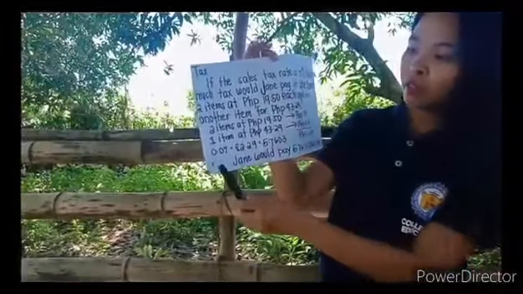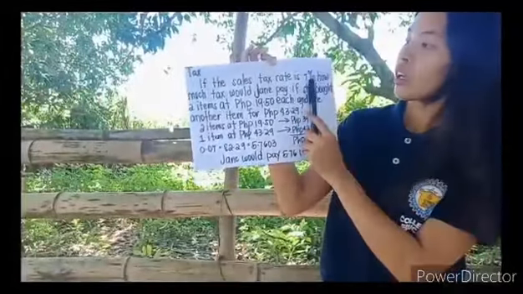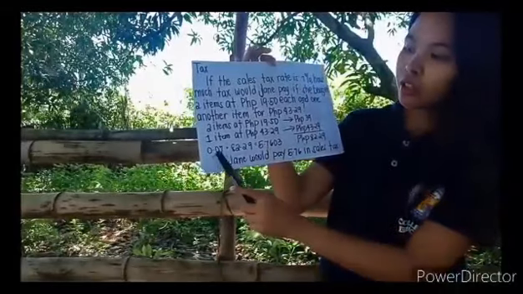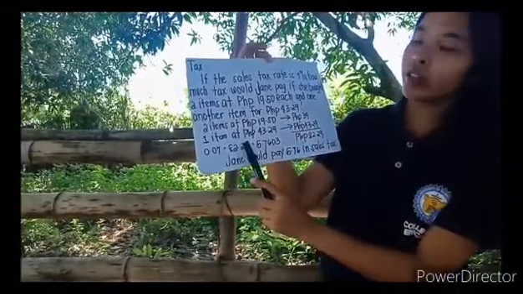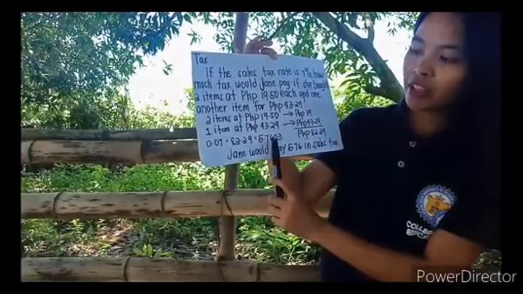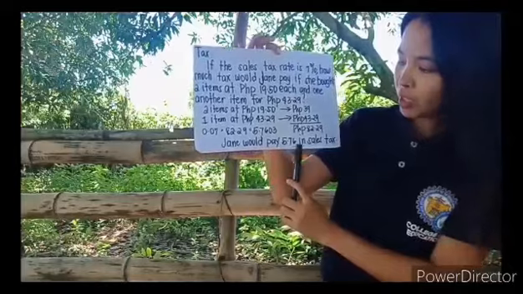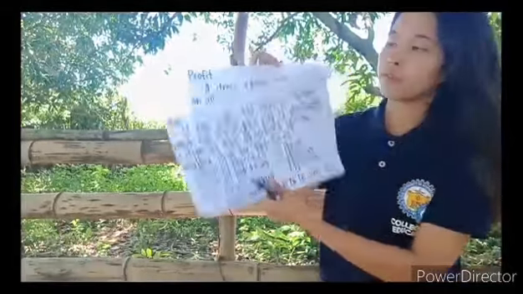So 0.07. We get this because we change 7% into decimal. 0.07 times 82.29 is equal to 5.7603. So Jane would pay 5.76 in sales tax.